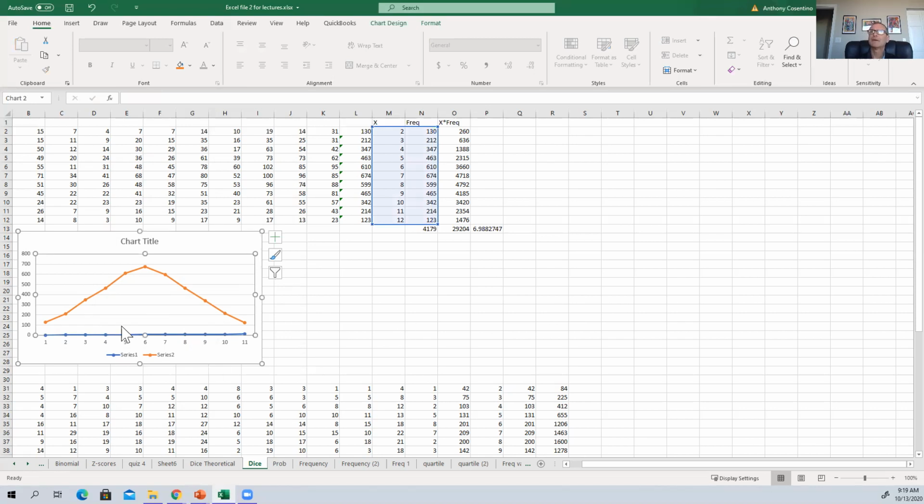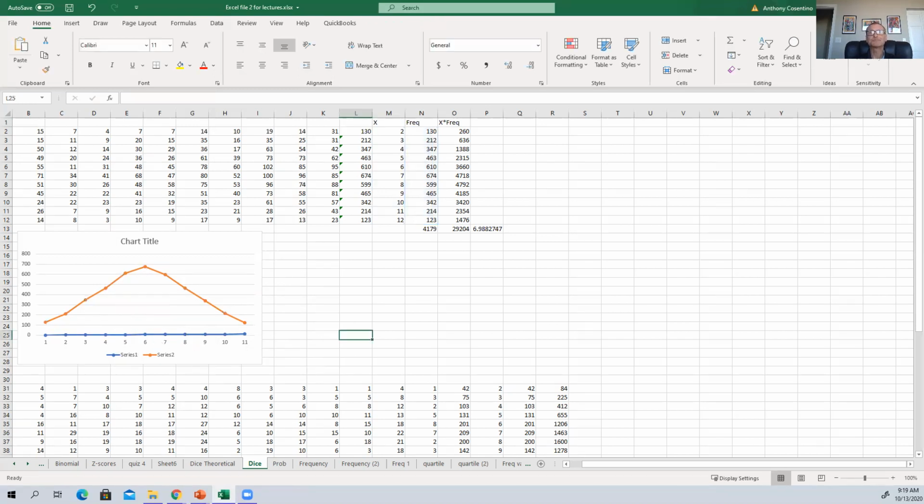So I graphed the X values on the horizontal axis and the frequency, the Y values, up here on the vertical axis. And you could see it looks just like a bell curve. You could see the mean, the median, and the mode occur right in the middle here. And so it looks very bell curve-like with regards to the calculation.